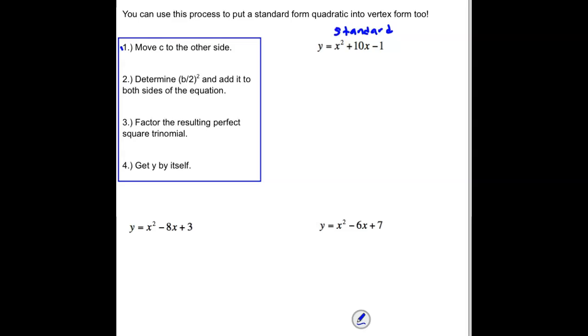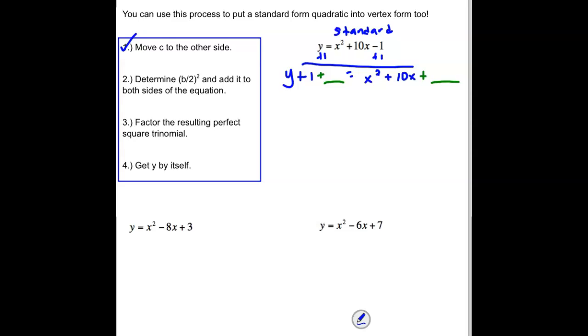So our process, again, we're going to move c to the other side. So this -1 I'm going to add over here. So all I can do is say there's a y and a positive 1 on that side. I can't really put them together. On the right side, I have x squared plus 10x. Then I'm going to do that whole completing the square process. I'm going to figure out the missing constant. Whatever I do to one side, remember you have to do to the other.